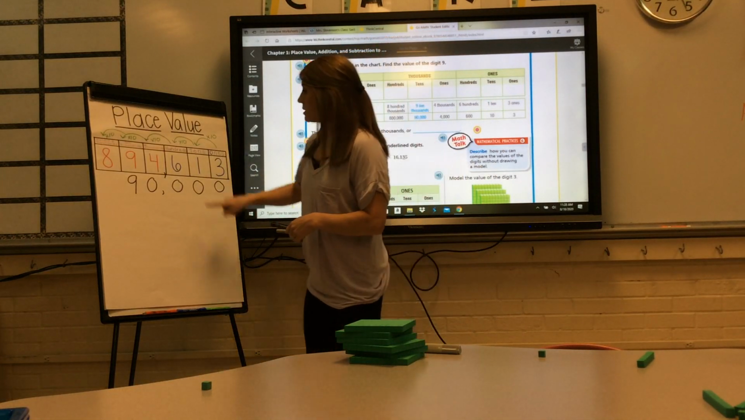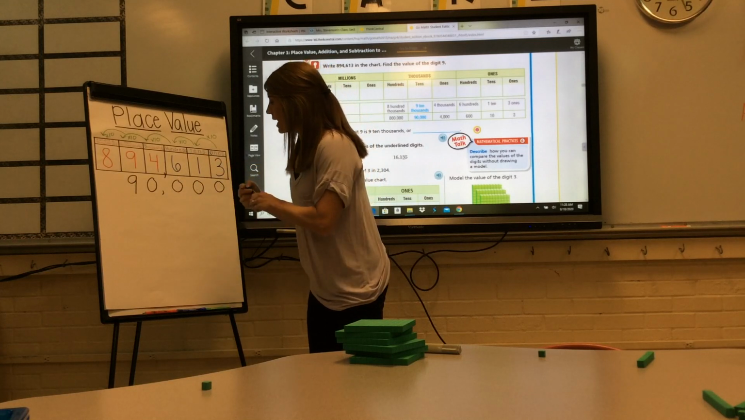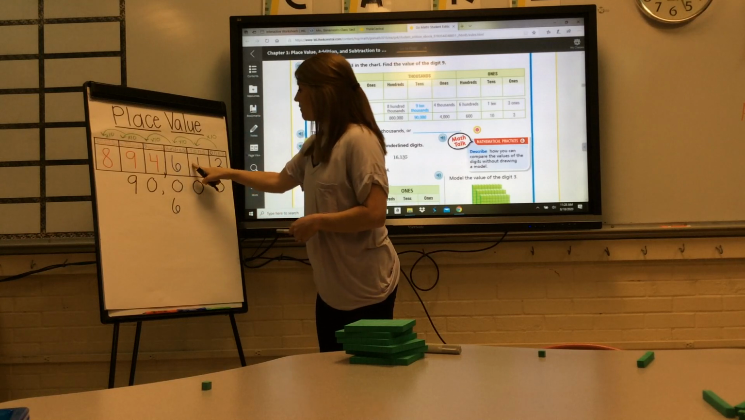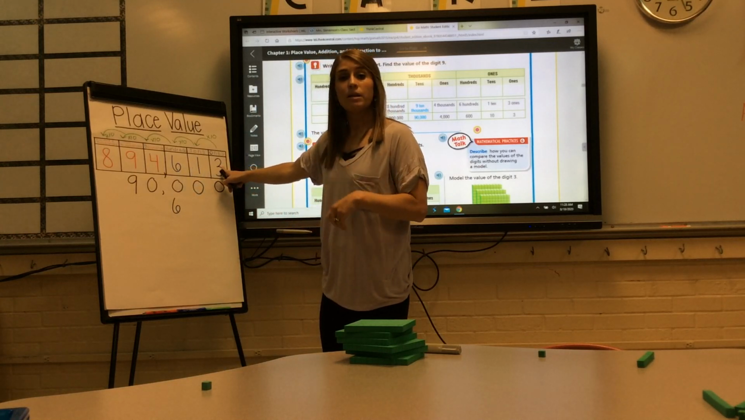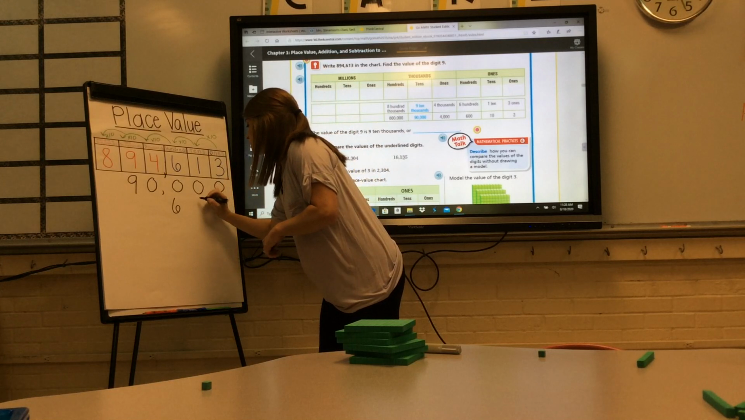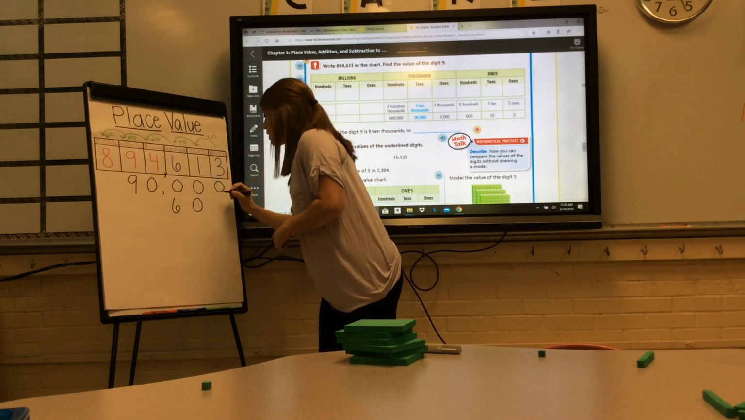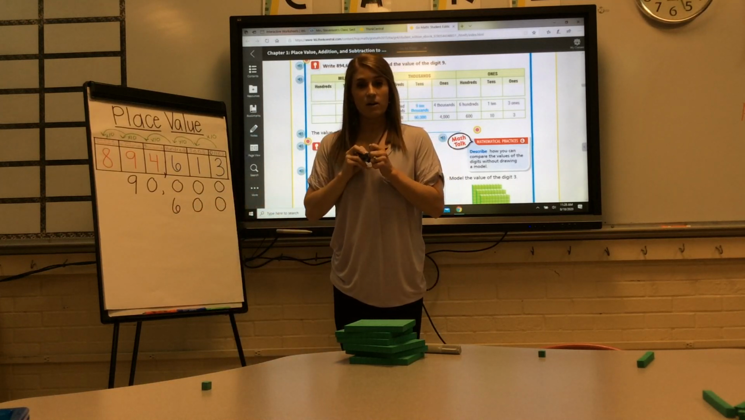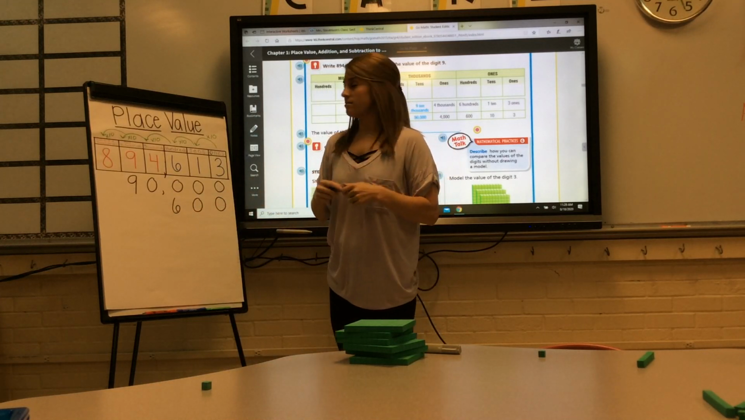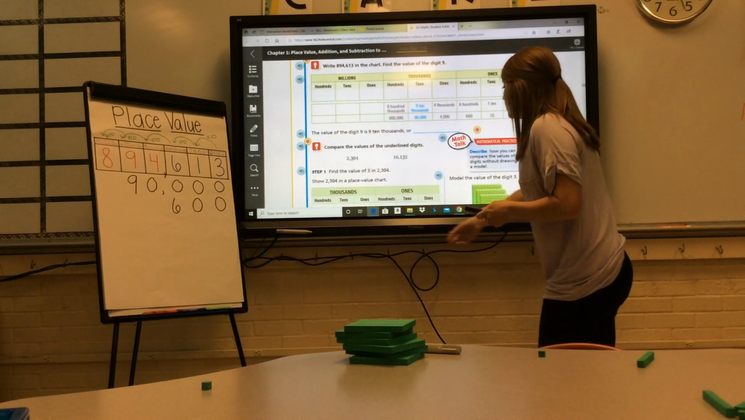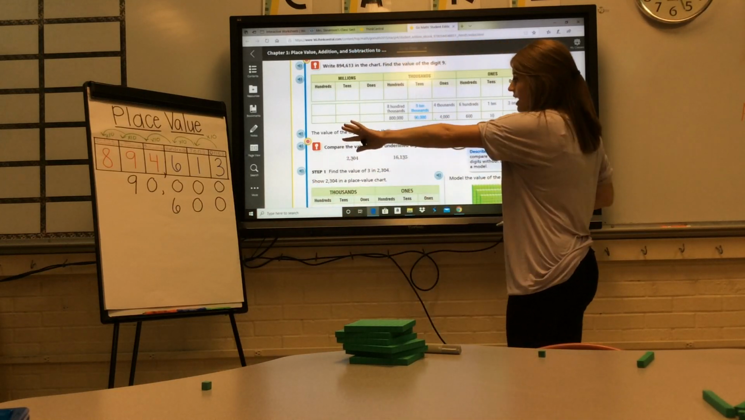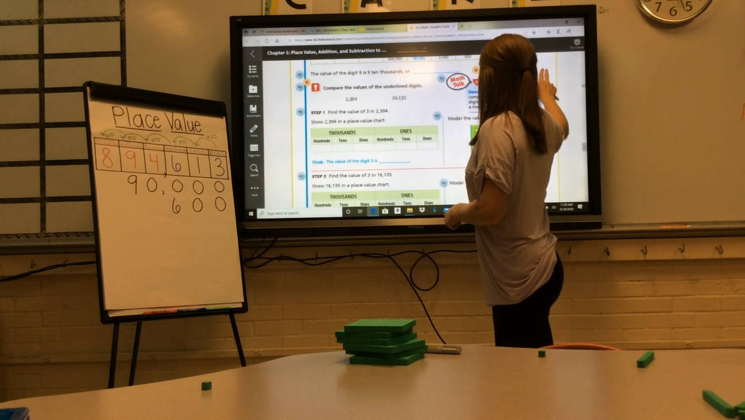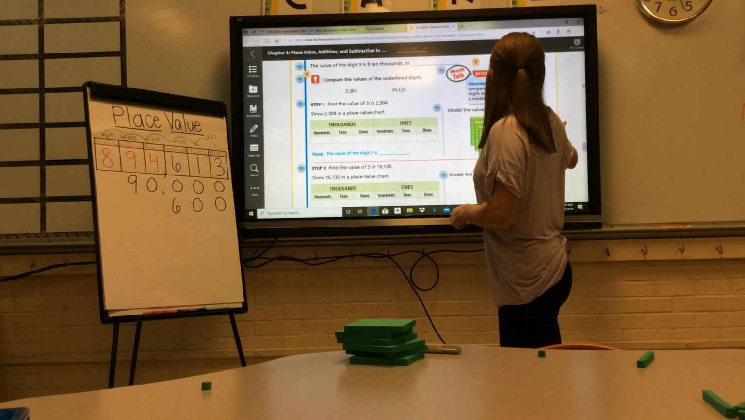Well, let's double check. I'm going to take that 6. I'm going to write it underneath that place value chart. And then every place to the right, I'm going to change it to a 0. So for the tens, I'm going to put a 0. And for the ones, I'm going to put a 0. Were we right? Does it have a value of 600? Yes, it does. Very good. So the value of that digit 9 in the 10,000s we said was 90,000. Get it right up there.